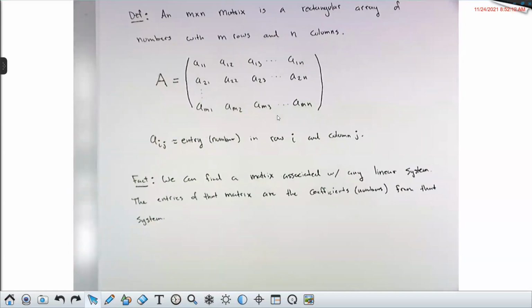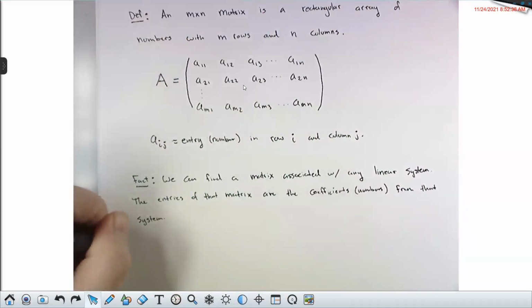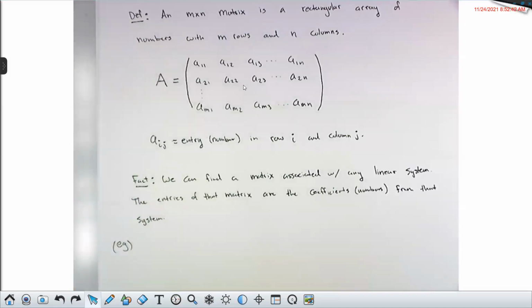So what I'm going to do now is write down a system and then show you the associated matrix. Really, there's two matrices associated with any system. One of them includes the right-hand side, and that's called the augmented coefficient matrix. One of them doesn't include the right-hand side, and that's just called the regular coefficient matrix. We will work with the augmented coefficient matrix in the next two sections.